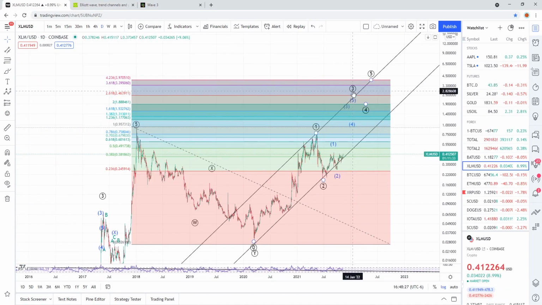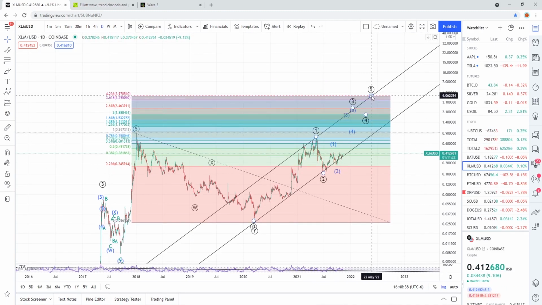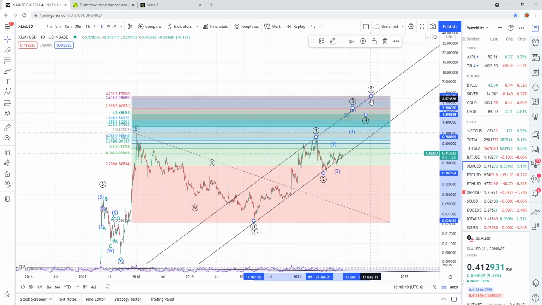I'm looking for primary wave 3 to come in around 140 to 220. We'll see a correction. It'll stay above this height of wave 1, which is around like 75 cents. And then it'll go on to set primary wave 5. And I think wave 5 will take it to around $3 to $4 this bull run.